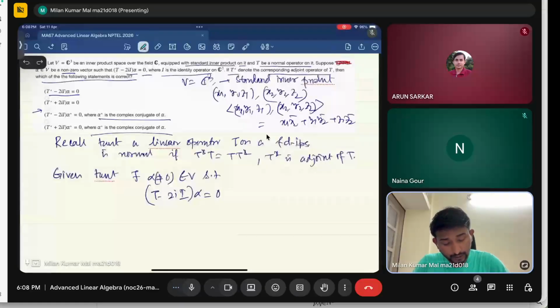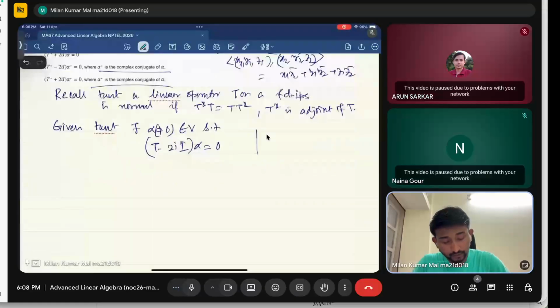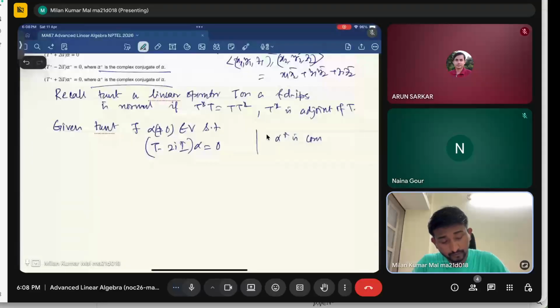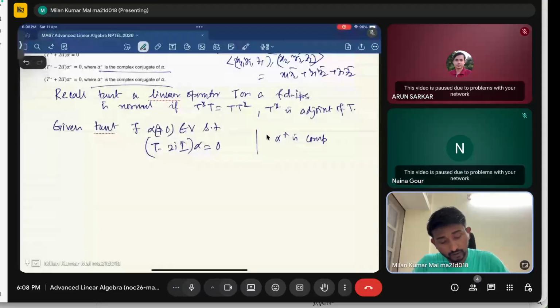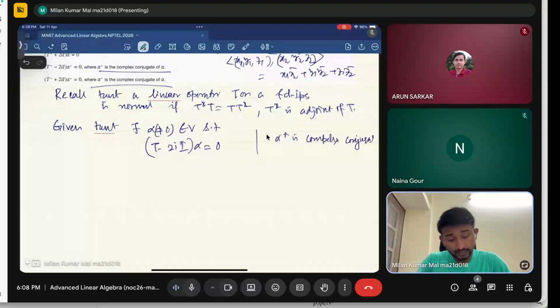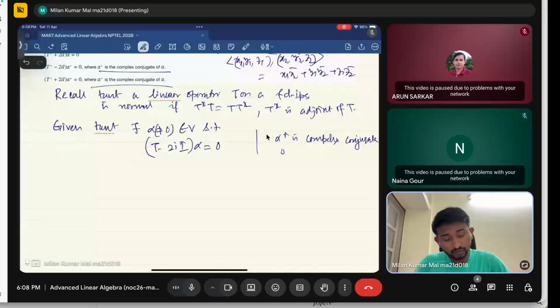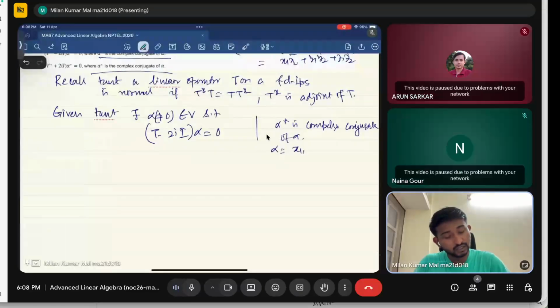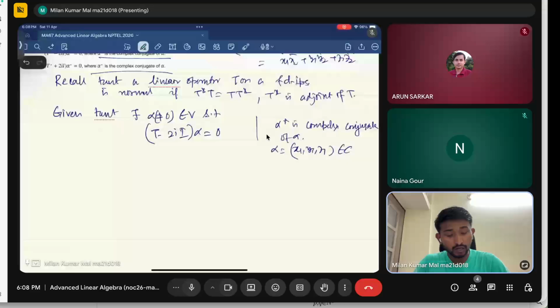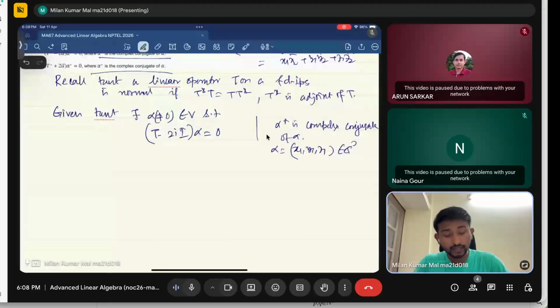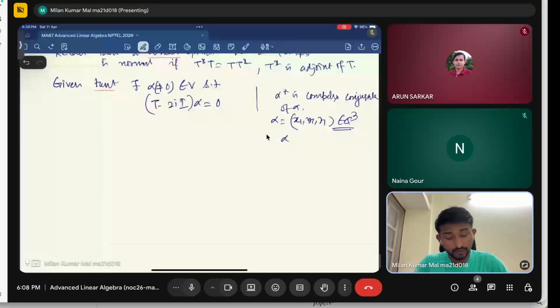Here alpha star is the complex conjugate of alpha. Now what is alpha? Alpha equals some vector (x1, y1, z1) in C3, this is the vector space. Now if I write alpha star, that will be the complex conjugate of alpha.